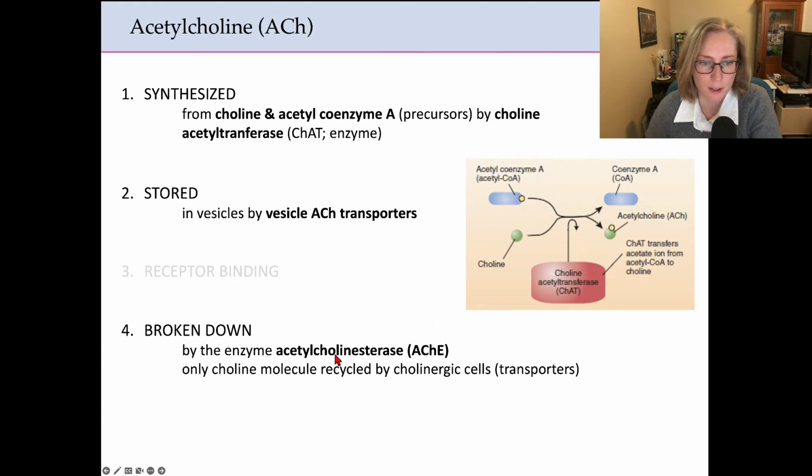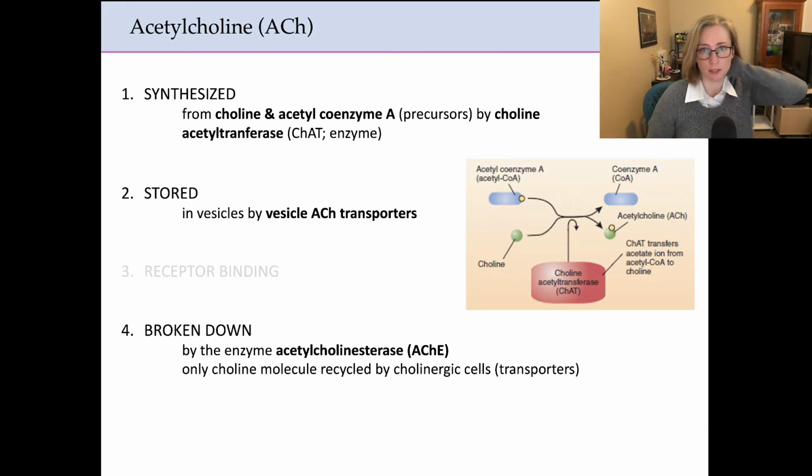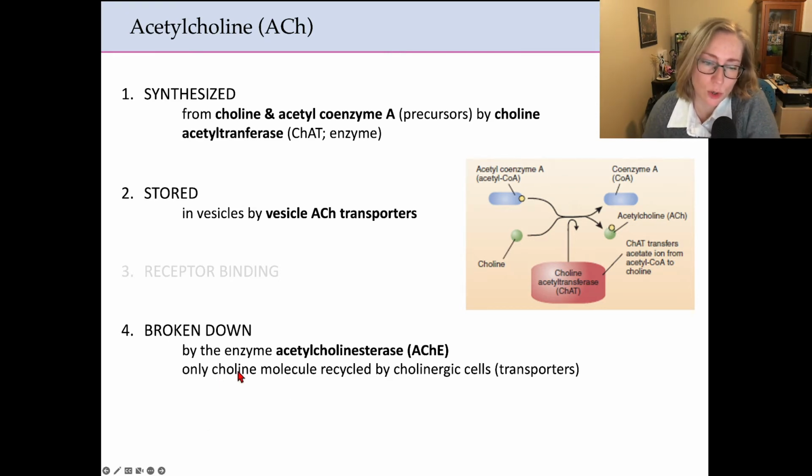So it's broken down by acetylcholinesterase. We briefly talked about that. One single acetylcholinesterase can destroy 5,000 acetylcholine. And what's interesting when it comes to recycling is that only the choline molecule is recycled into cholinergic cells, not the coenzyme A part. As far as storage goes, vesicular acetylcholine transporters. These are usually pretty straightforward. It's going to be transporters that are specific to that neurotransmitter or that class of chemicals, so monoamine transporters.